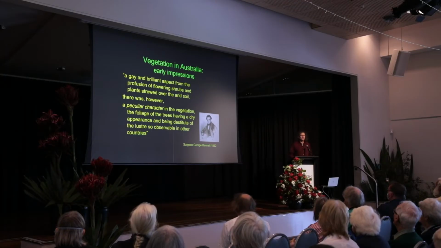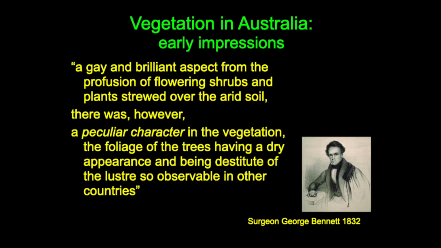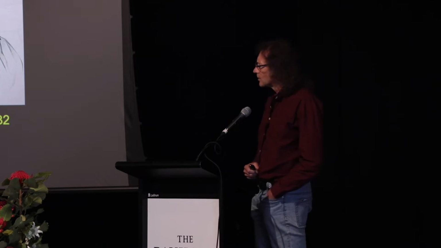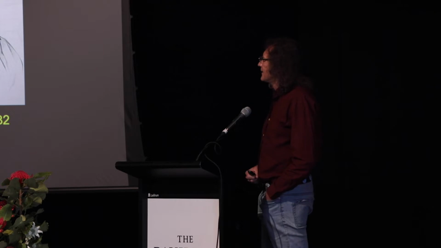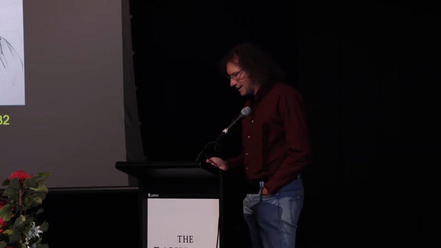Here's a man who was struck by some of the differences. He was a traveller in the 1820s and 30s, and landed here for the first time in Australia in 1832, and this is what he said: "A gay and brilliant aspect from the profusion of flowering shrubs and plants strewed over the arid soil. There was, however," and this is my favourite bit, "a peculiar character in the vegetation, the foliage of the trees having a dry appearance and being destitute of the lustre so observable in other countries." I'd take that as a compliment.